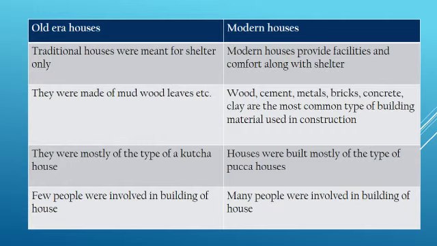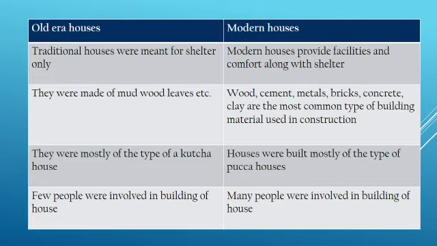There are a lot of differences between the houses made in the old era and those houses that are constructed in modern days. Let us discuss a few of them. Traditional houses were meant for shelter only. However, we construct modern houses to provide facilities and comfort along with the shelter.